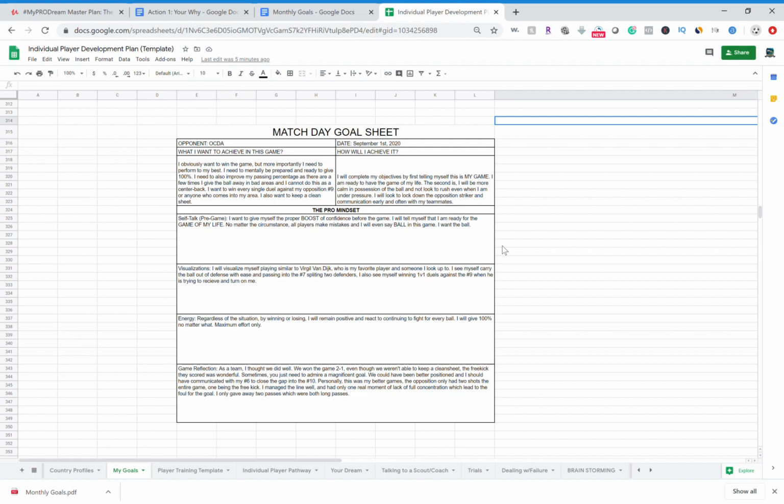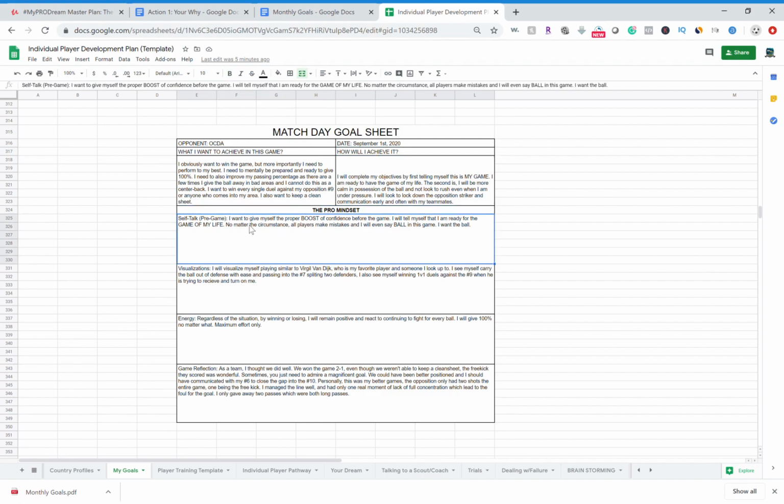So you're going to see here we have categories for you. You're going to put in who the opponent is, the day that you're playing, what you want to achieve, how you're going to achieve it, and then there are some specific points that we're going to talk about, which would be the self-talk, visualizations that you want to work on, the energy that you want to try and have from a mindset approach, and then the last part is a game reflection, talking about how you think you did. So let's go ahead and walk you through what we did.